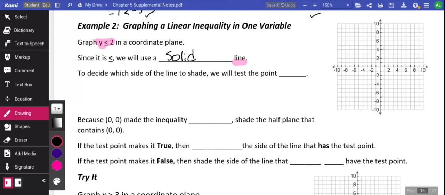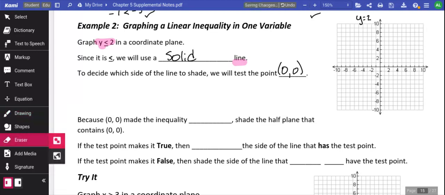And to decide which side of the line to shade, we're going to test the point 0, 0. But before I do my test point, I like to go through and draw my line. When you draw the line, it's just like a normal equation. So I could think of it like y equals 2, if that sign is messing me up. It's just the same as y equals 2 when we're just graphing the line. I know that y equal to a number is just a horizontal line at that number.